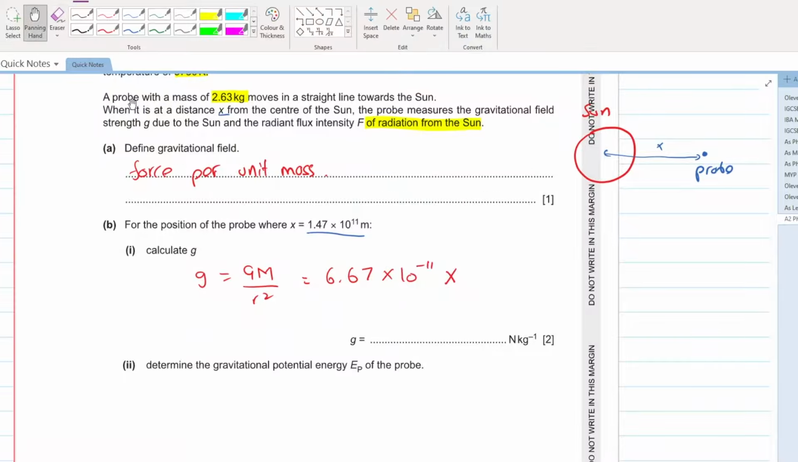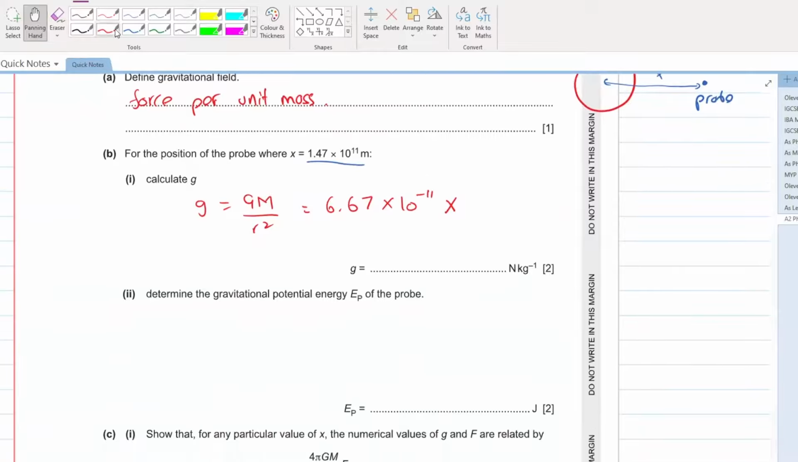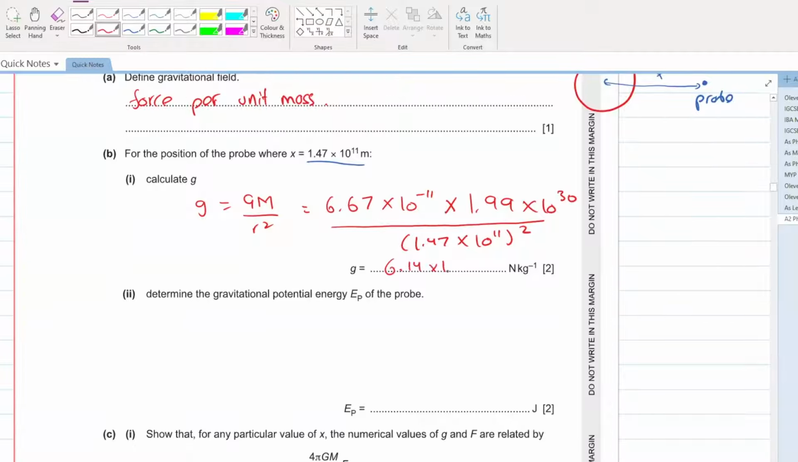What is capital M? Capital M का क्या है? Value 1.99 into 10 raised to the power of 30. What is R? 1.47 into 10 raised to the power of 11 whole square. Can any genius in the chat calculate the g for me? g comes out to be 6.14 into 10 raised to the power of minus 3.